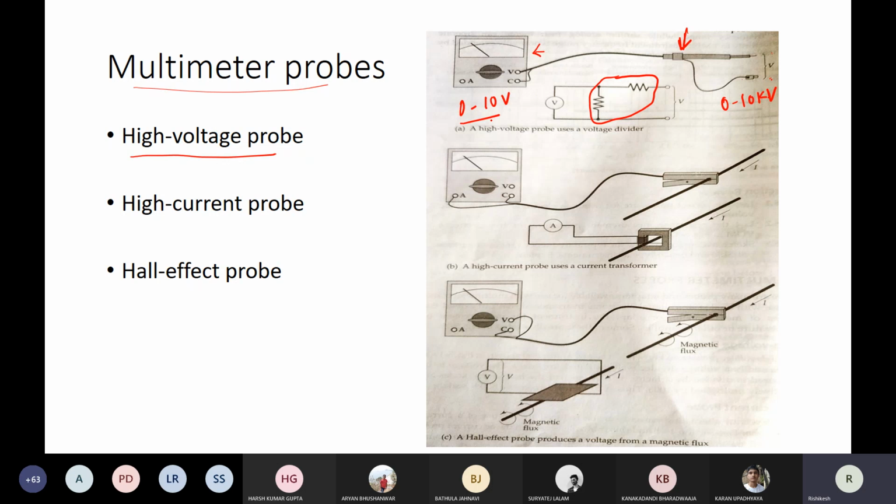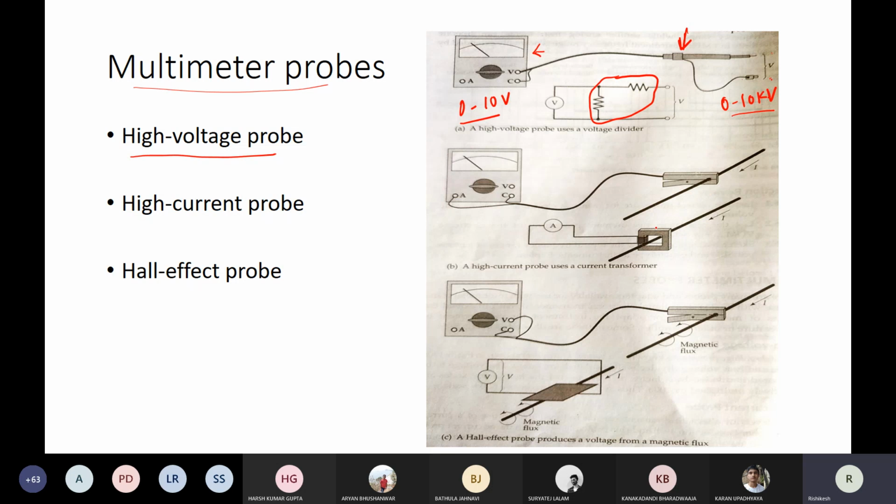Since the voltage division relationship is linear, you can simply calibrate the instrument or convert the reading by the factor of 1000. It is as simple as that. Similarly, you have high current probes, for circuits where a very high amount of current is flowing. One can utilize these current probes, which are nothing but current transformers.